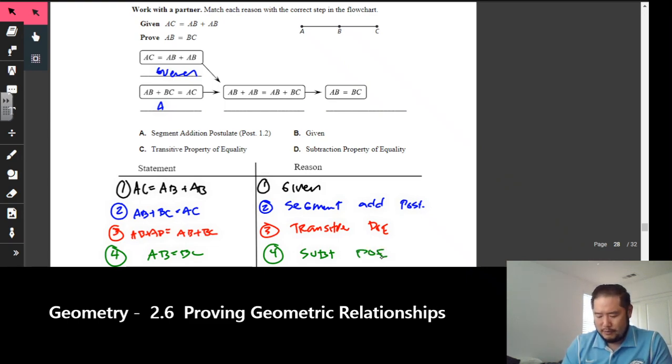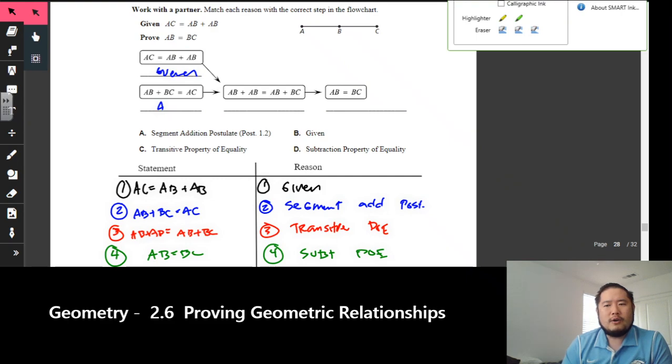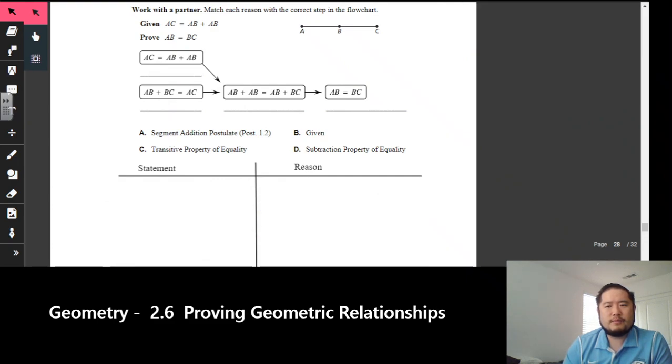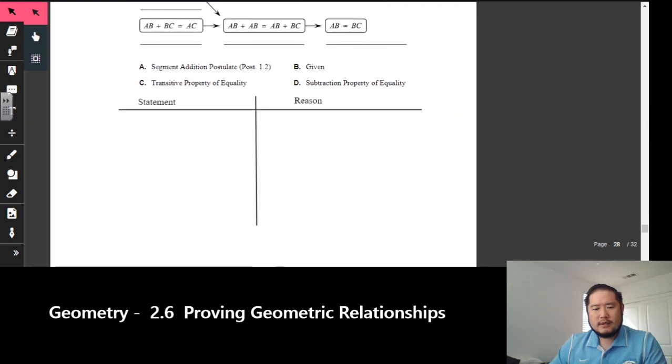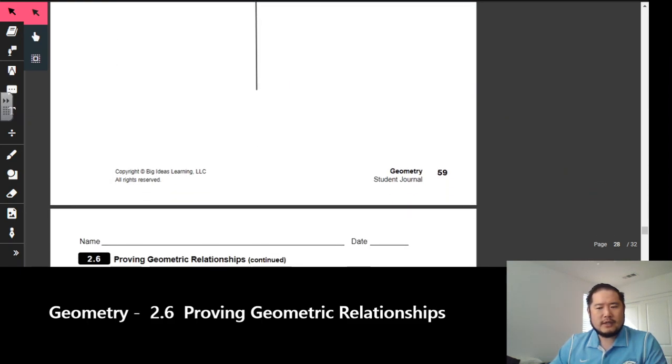We use the flowchart proof to help you write the actual proof itself. On your homework, when you see a flowchart proof, I also once again want you to make a 2-column proof so that you could gather your ideas and write the proof yourself. All right, let's take a look at the next page and try the next problem out.